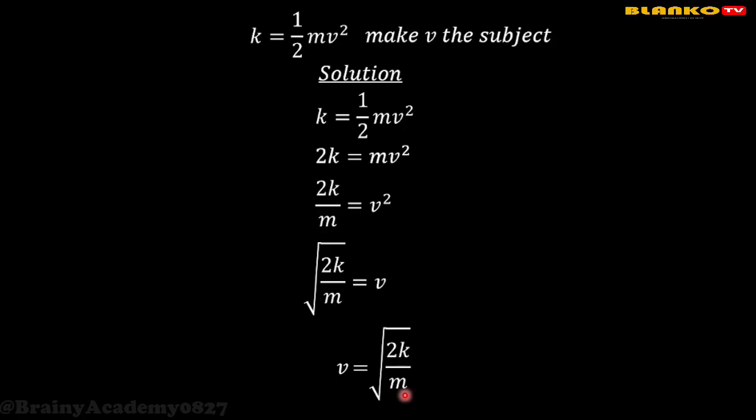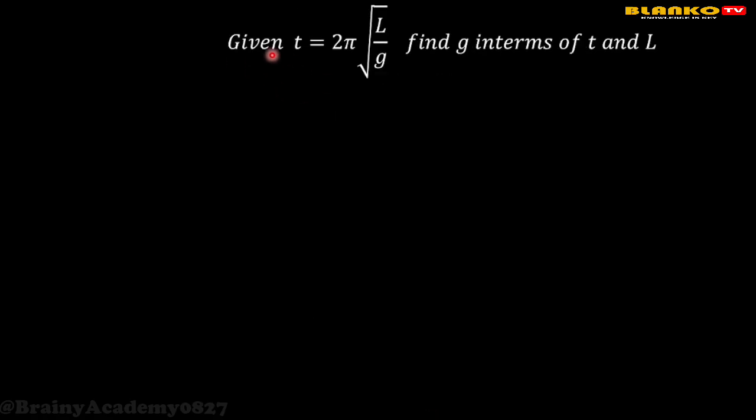All right, so let's move on with the fourth one. Given T equals 2 pi the square root of L over g, find g in terms of T and L. That means we are making g the subject.